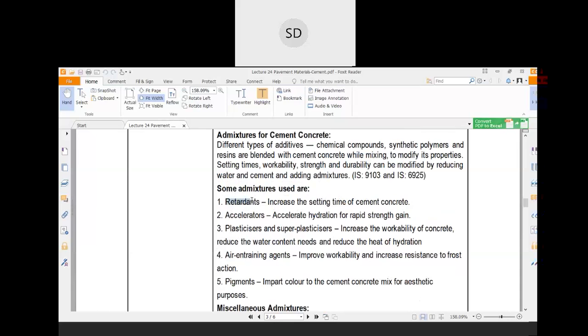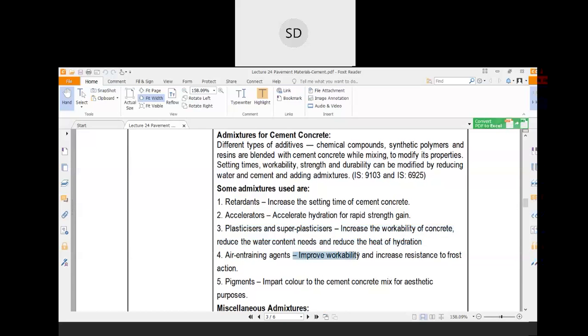Now some admixtures used are retarders. Retarders increase the setting time of the cement and you will get additional time to place the cement. Then an accelerator will decrease the setting time of the cement. So whenever you mix the cement with an accelerator, in that case it will harden very fast. Then plasticizers and super plasticizers increase the workability of the concrete, reduce the water content and reduce the heat of hydration. That is the use of plasticizers and super plasticizers.